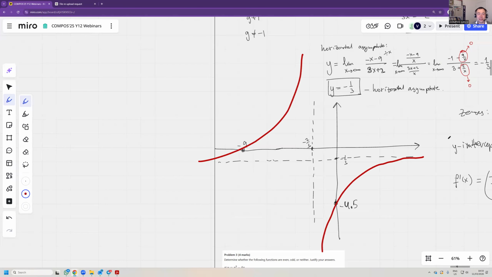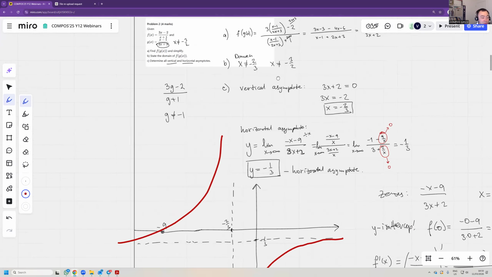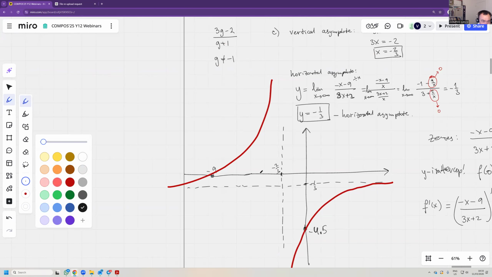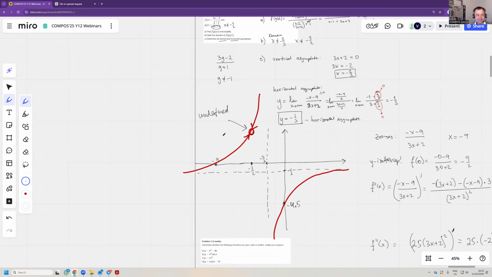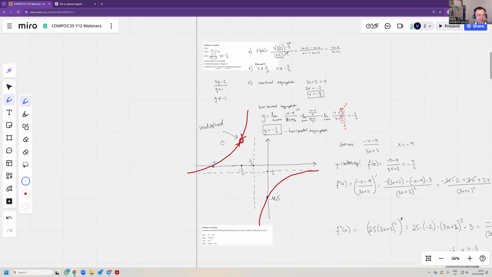Although there's a big catch. Remember that x is not equal to -3/2. So -3/2, that's somewhere here. The function does not exist, and we have to put that in. It's a round dot with two arrows, and this is called undefined. That's important, right? Okay, so that's it.